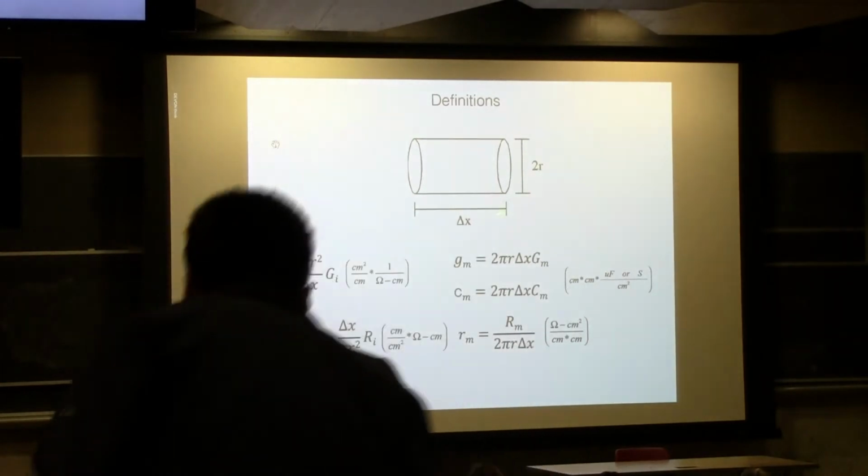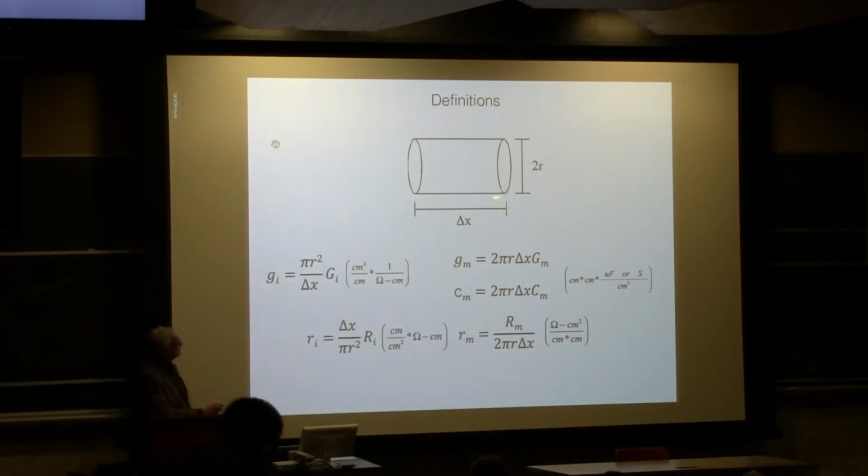So if the patch is delta x long and 2r in diameter, that's the surface area of the membrane. And if we multiply that surface area, which is going to be in units of centimeters squared, times the conductance of that membrane, which will be in units of Siemens per square centimeter, we'll get a value that's in Siemens. That's the units of conductance. So that works out. And similar logic holds for membrane capacitance.